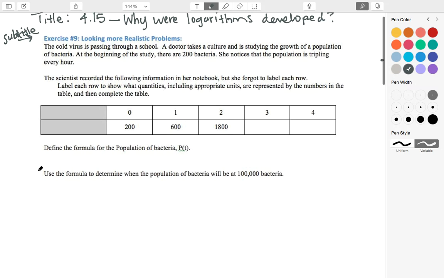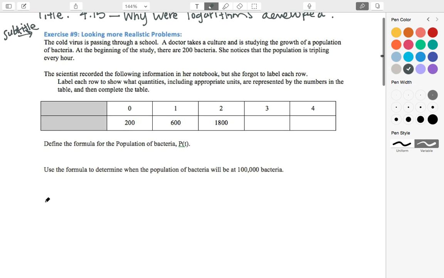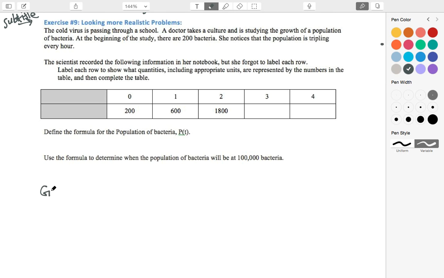So in your notebook, this is how you would annotate from your computer to your paper. So I would say what's given to us. From here, we know that there are 200 bacteria. So what's given is at the beginning of the study, right? So we can say at beginning, there is 200 bacteria.